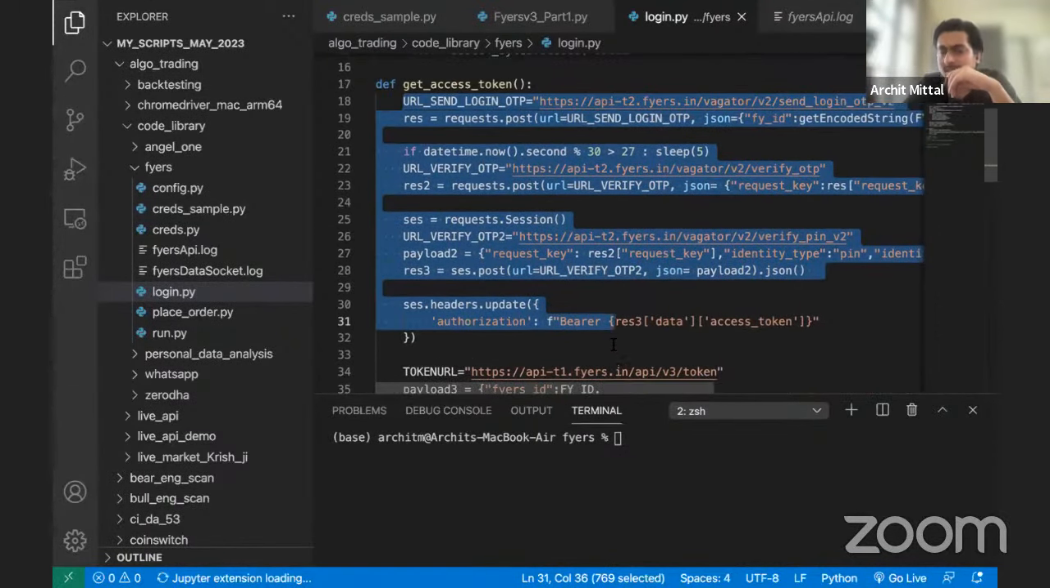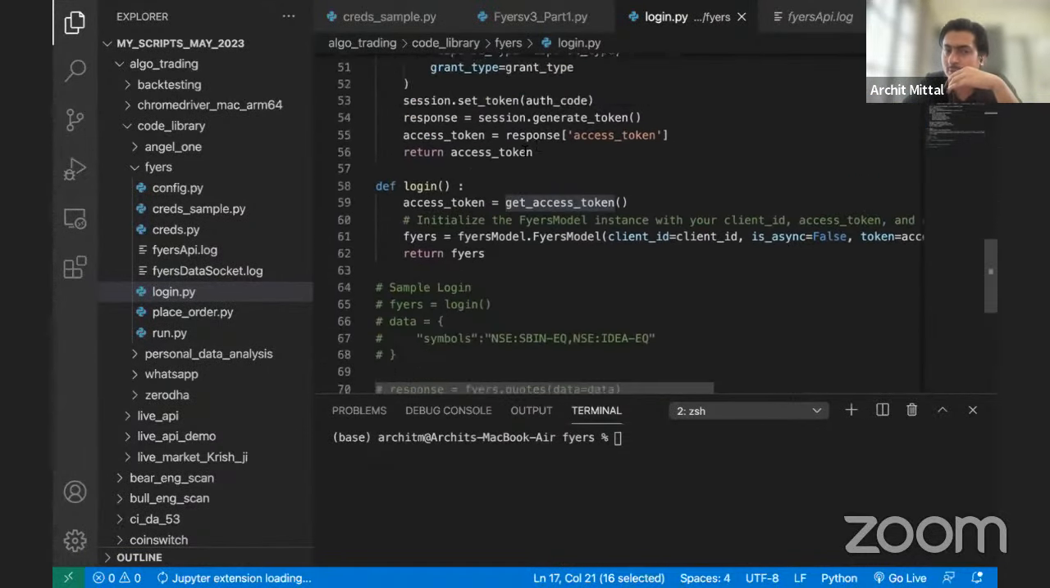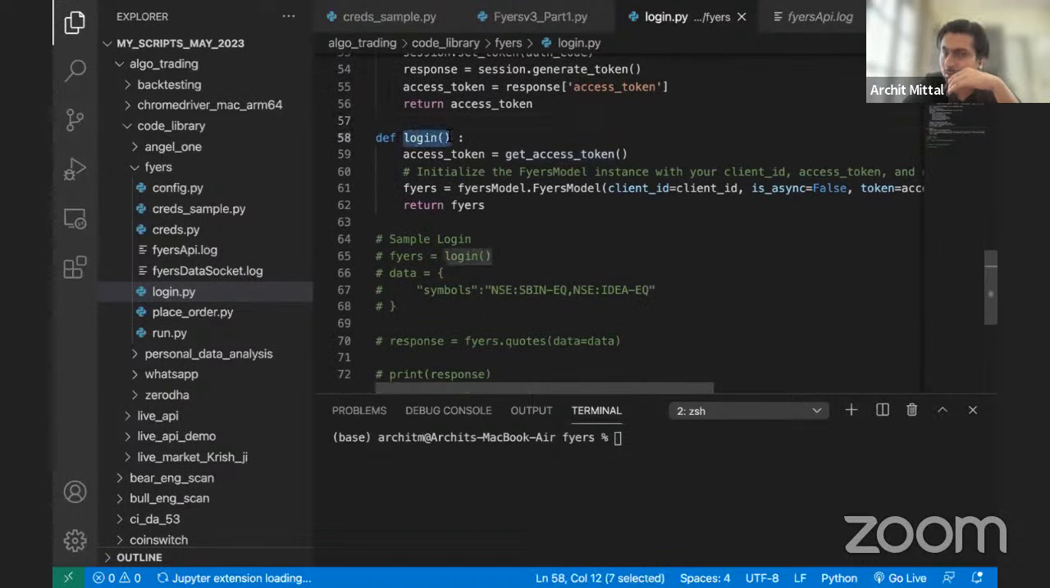These are the things which will get updated and transferred to you in the API docs or somewhere, and you just have to copy. You just have to use what? The get access token. Now see the login process, how simple it is. This is the login box.